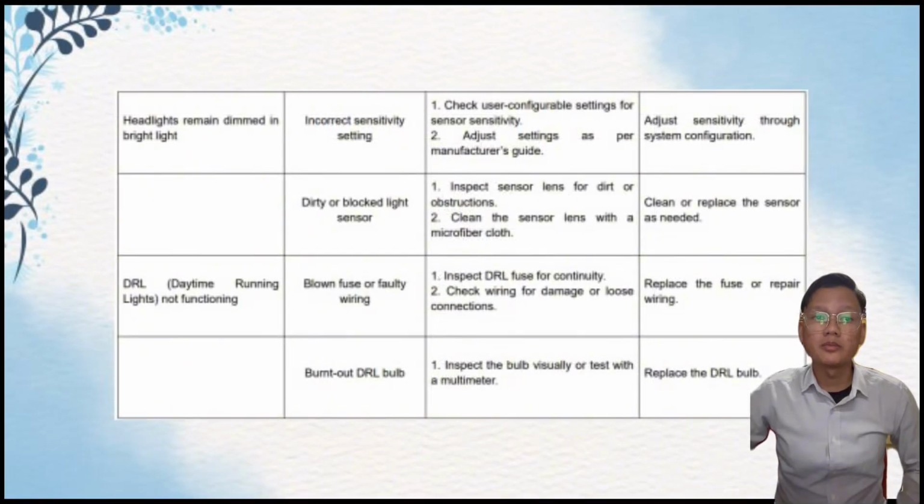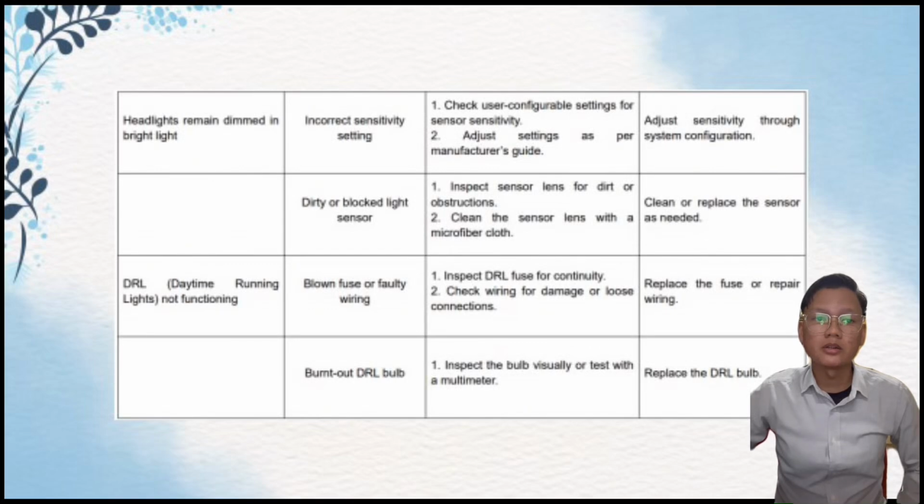Headlights remain dim in bright light. And the possible cause might be an incorrect sensitivity setting. First, check user configurable settings for sensor sensitivity. Next, adjust the setting as per the manufacturer guide. For the solution, adjust sensitivity through system configuration.